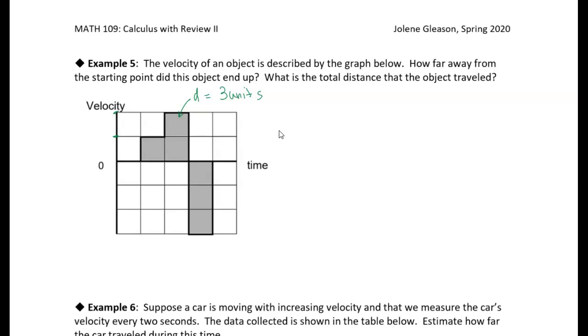Now what's happening down here? Down here, suddenly our velocity is negative, which means we're traveling in the opposite direction. So we're traveling back to where we started from. So here we have essentially a negative area, okay, because our velocity is negative. So we have a negative 3 units. Because we're traveling in the negative direction now, right? We turned around and we're going back to where we started from.